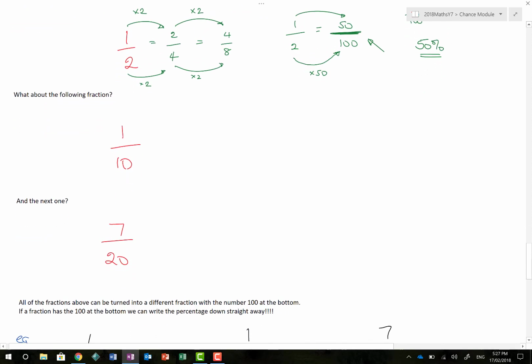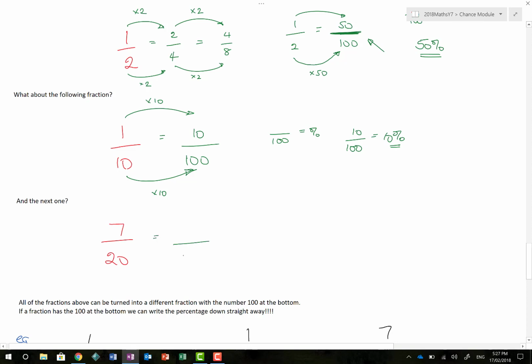Mind blown. So what about the following fraction? Well, if I've got a 10 on the bottom, how do I go from 10 to 100? Yeah, I multiply by 10. And because it's a fraction, do the top and the bottom exactly the same thing. So 1 times 10 is 10. I know that anything with divide by 100 can be replaced with a percentage sign. And so I now know that 10 over 100 is just 10%.